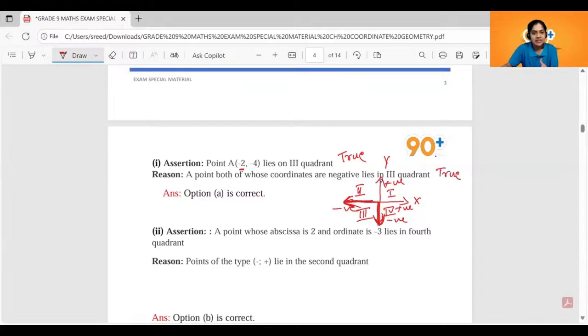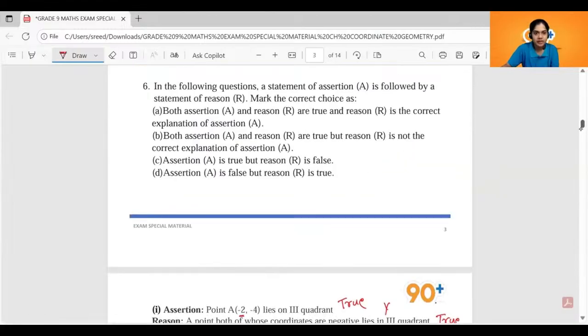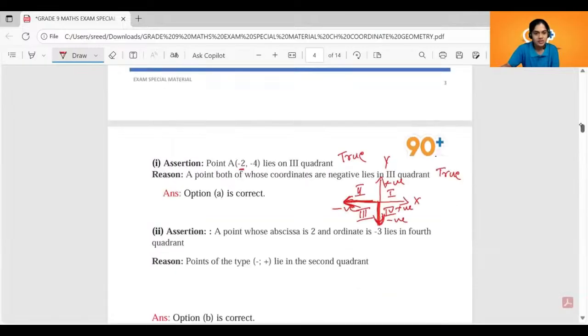And yes, definitely the reason is the correct explanation of the assertion, right? Because point -2, -4 lies in the third quadrant because all points whose coordinates are negative lie in the third quadrant. So which is the correct option? Both assertion and reason are true, and the reason is the correct explanation of the assertion. Which option is that? It's option A. You can see here, right? So that's why the answer is option A.